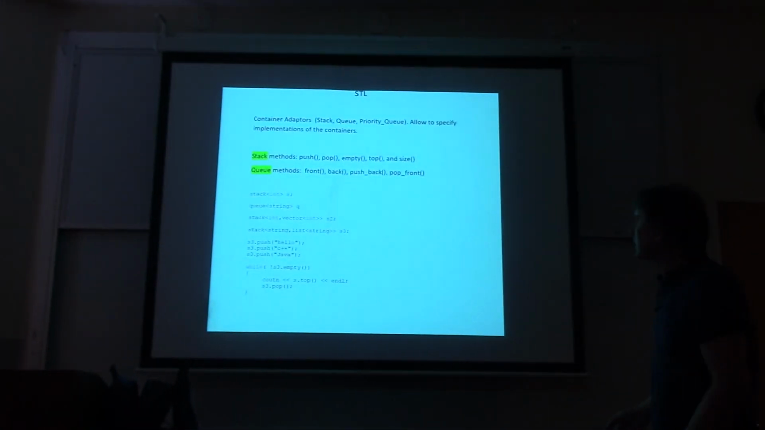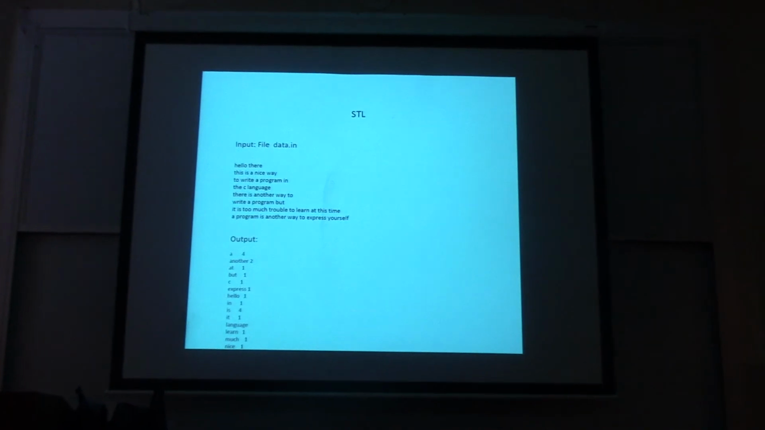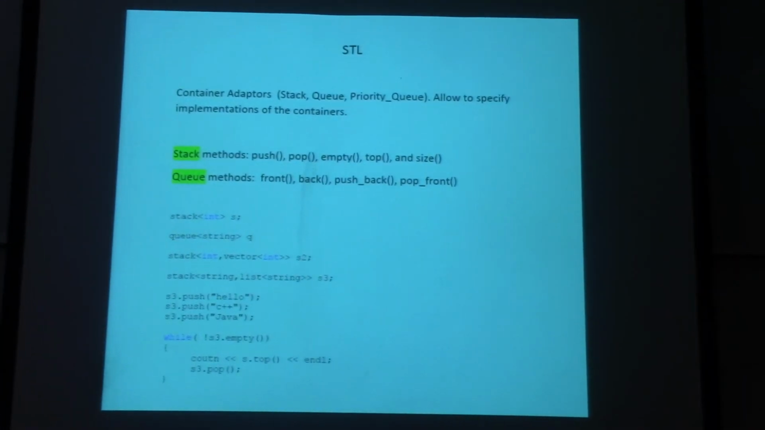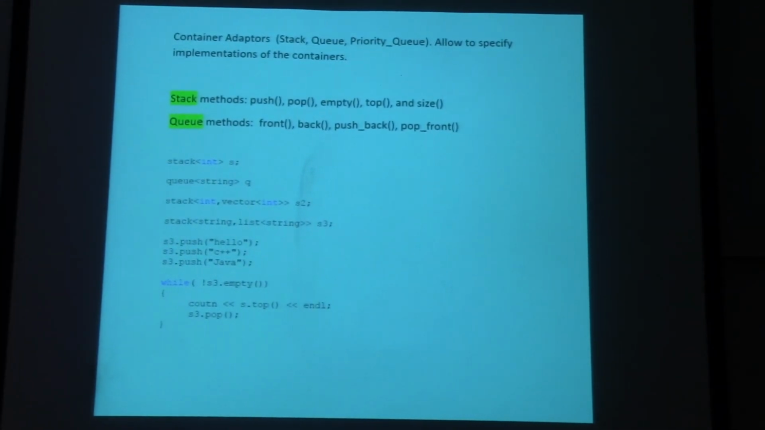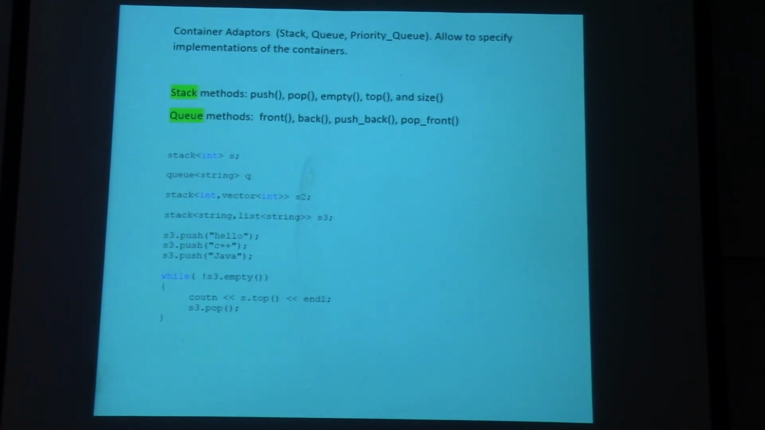Okay, the last thing I want to cover real quick is container adapters. So container adapters allow you to use a particular STL container as a particular data structure. This is very easy stuff. So stack methods include push, pop, empty, top, and size. Everybody's familiar with that, right? What's pop? I'm just kidding. Queue methods include front, back, push back, pop front. I don't know, I guess these are the methods they like to use.